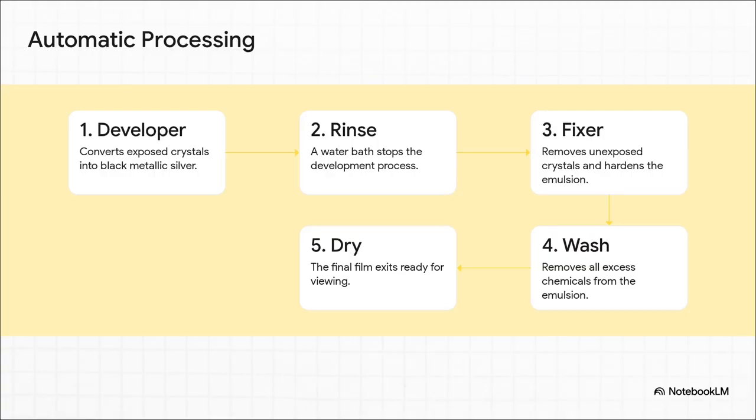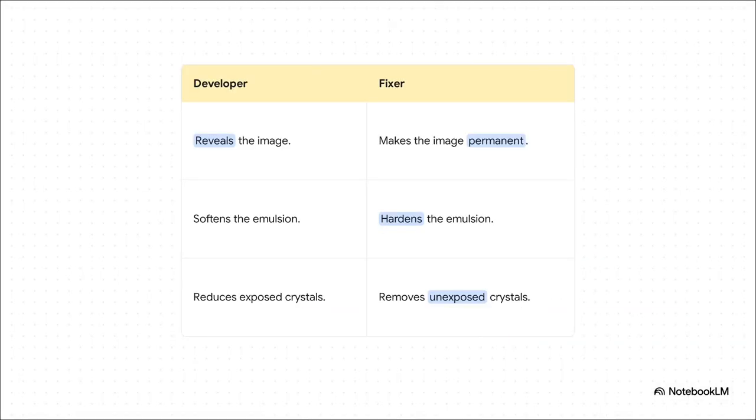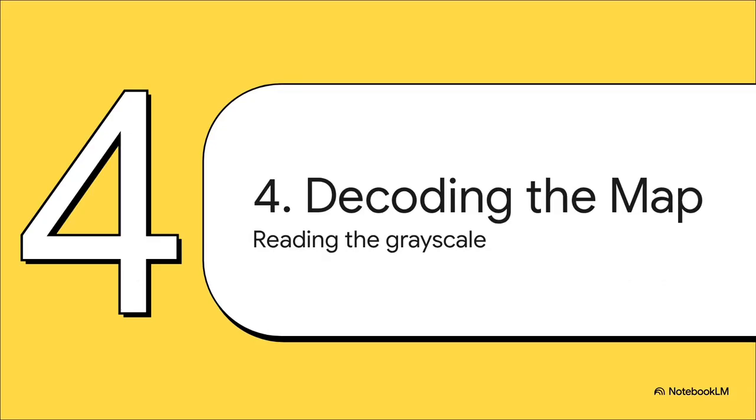It really is like a precision chemical dance from start to finish. So, the two main players here are the developer and the fixer. And they have basically opposite but totally complementary jobs. The developer builds the image by turning exposed crystals black, while the fixer clears it by washing away the unexposed ones. Think of it like this. One reveals, the other preserves. You absolutely need both to get a clear, stable X-ray. No way around it.